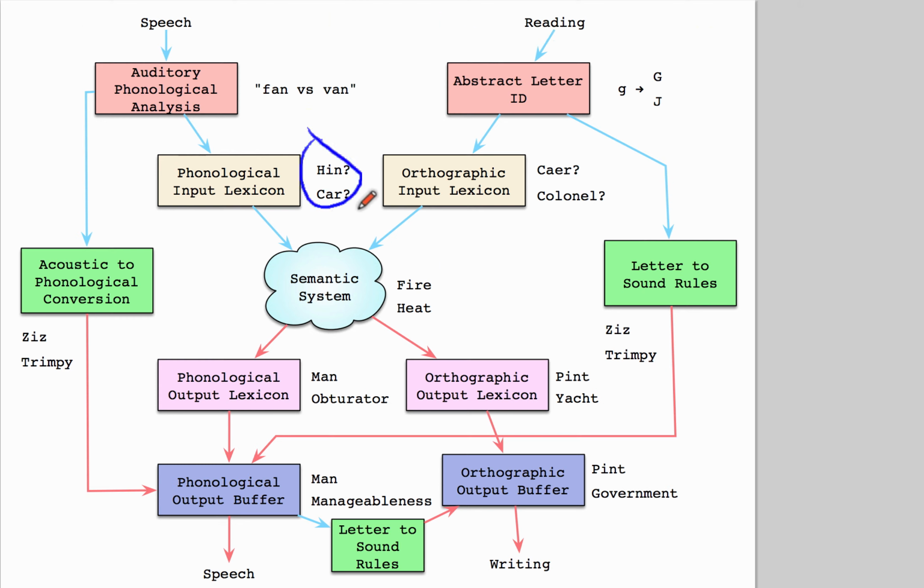So here, a person would say, you would say hen, and they would say, no, that's not a real word. You say car, yes, that's a real word. Now, the interesting thing is that you can do well at this task, even if your access to your semantic system is completely destroyed, okay?